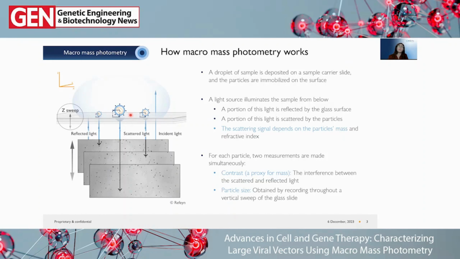So at the end of the day, what we have is the measurement of 2 parameters simultaneously. The particle contrast, or proxy for mass, which is obtained by measuring the interference between the light scattered and reflected, and the particle size, which is obtained by recording throughout a vertical sweep on the glass slide.